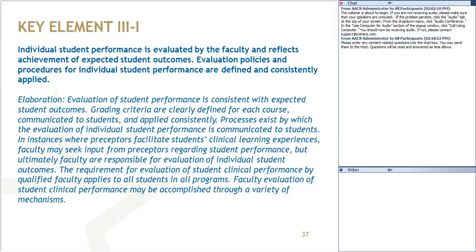Okay, 3I is the old 3G, so there's nothing new here, and this element addresses evaluation for students. And you can see in the elaboration, you could bullet those out. The evaluation procedures need to be consistent with what your expected student outcomes are. Your grade criteria needs to be communicated, consistently applied. Your evaluation findings are communicated to the students. And I think importantly, and this is not new either, that faculty retain responsibility for evaluating students.